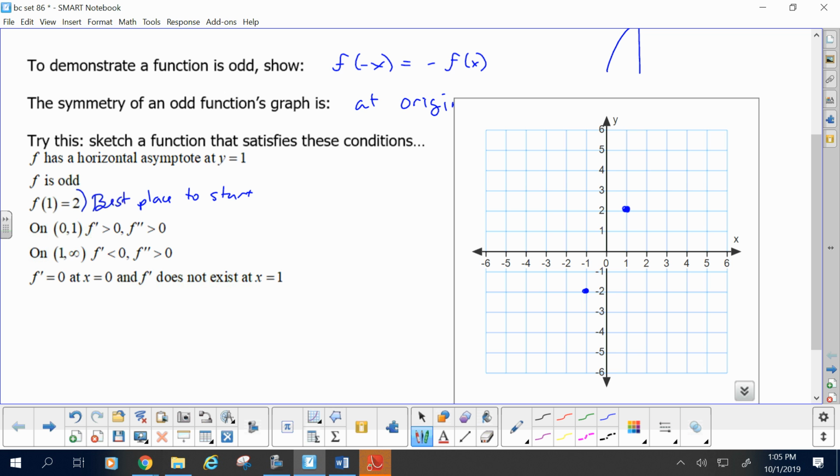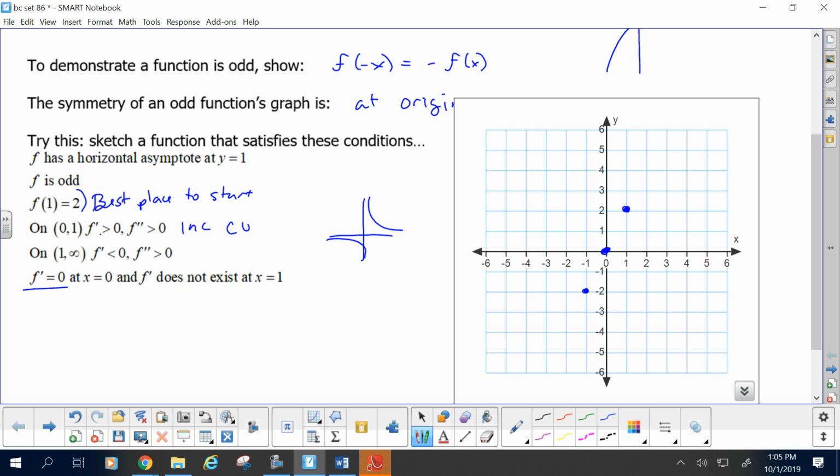What did you do after that? Let's draw from 0 to 1. What's the graph doing from 0 to 1? Increasing or decreasing? Increasing, concave up. Do you know it goes through the origin? Why? I just told you not every odd graph has to go through the origin. It could, but it doesn't have to.